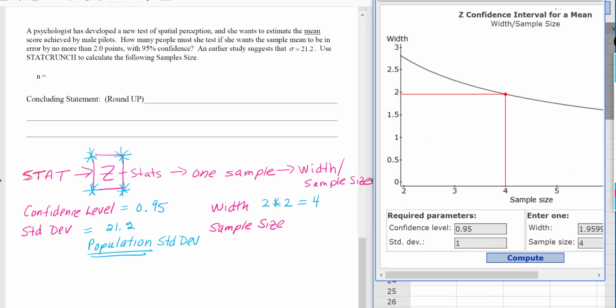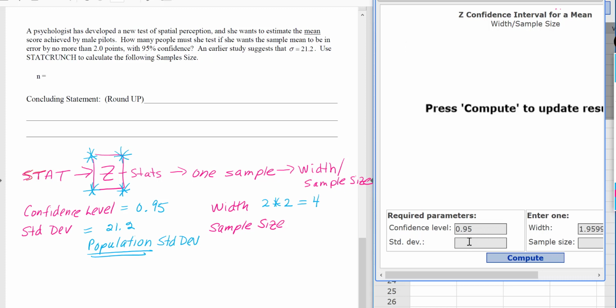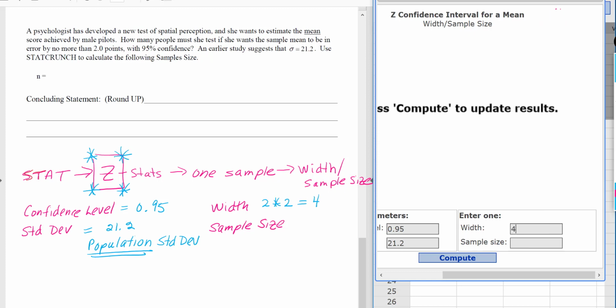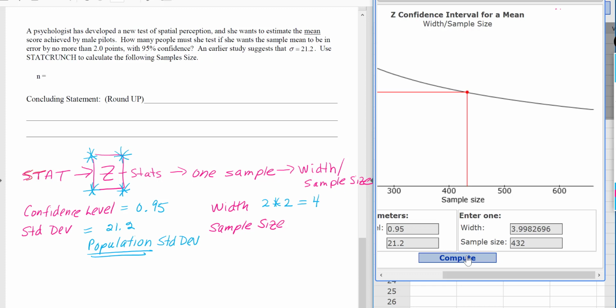On this screen, we can go ahead and change the confidence level and all the other information. So the confidence level is going to stay at 0.95. The standard deviation for this problem is going to be 21.2. And remember, this is the population standard deviation. That's why we're doing the confidence interval for a mean. The width then is going to be 4. And we're going to go ahead and hit compute, and it spits out our sample size as 432. So our answer here is going to be 432.